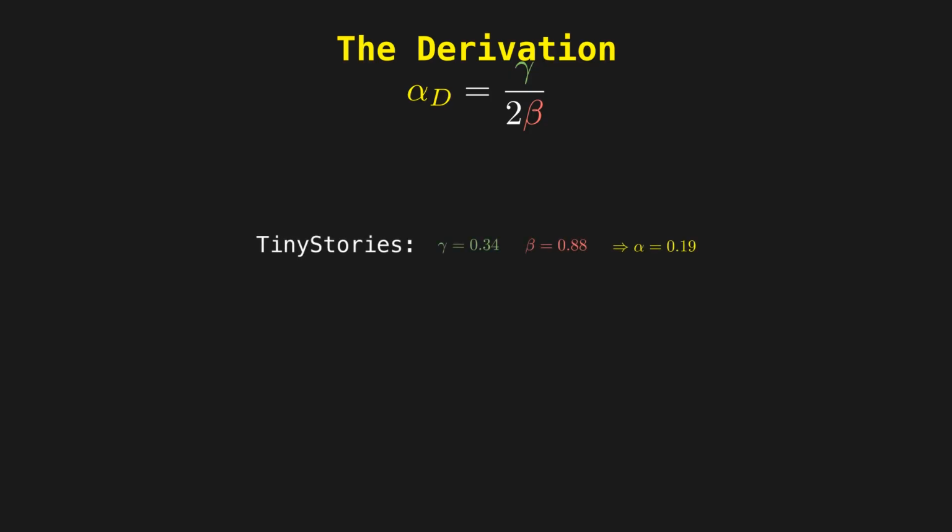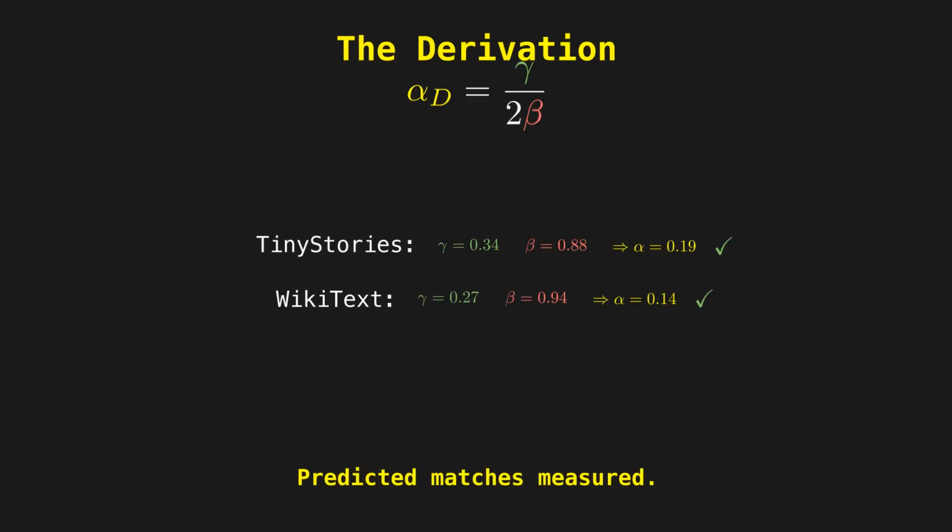Let's check it. TinyStories: 0.34 divided by 2 times 0.88 gives about 0.19. WikiText: 0.27 divided by 2 times 0.94 gives about 0.14. Both match the experimentally measured scaling exponents.